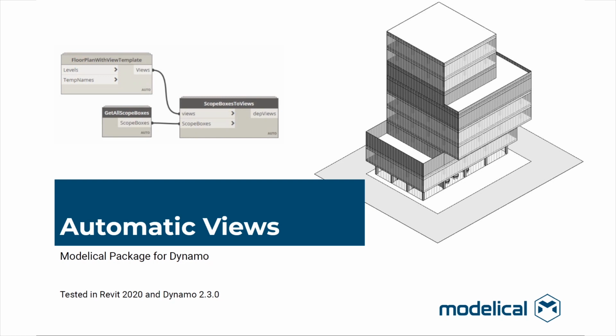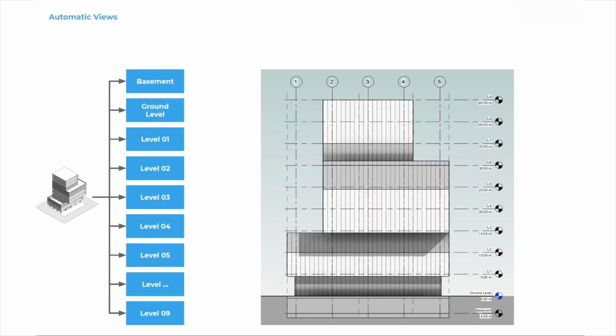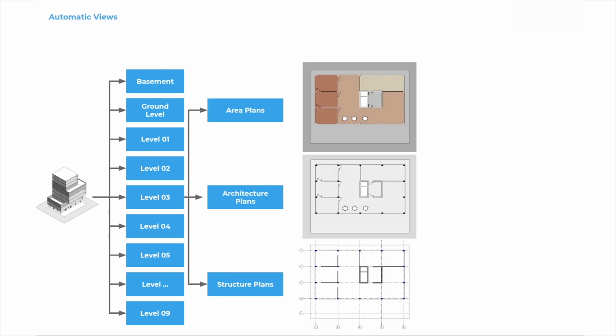This video is intended to teach how to compose the Dynamo script to create automatic views by using the Modelical Dynamo package nodes. Let's assume we have a project consisting of a tower with a basement, ground floor, and 9 levels. We want to create 3 types of views for each level, each one with a different view template corresponding to area plans, architecture plans, and structure plans.